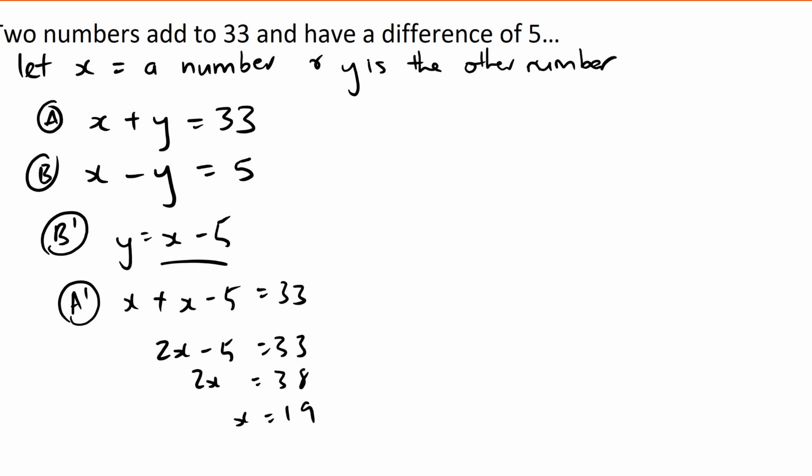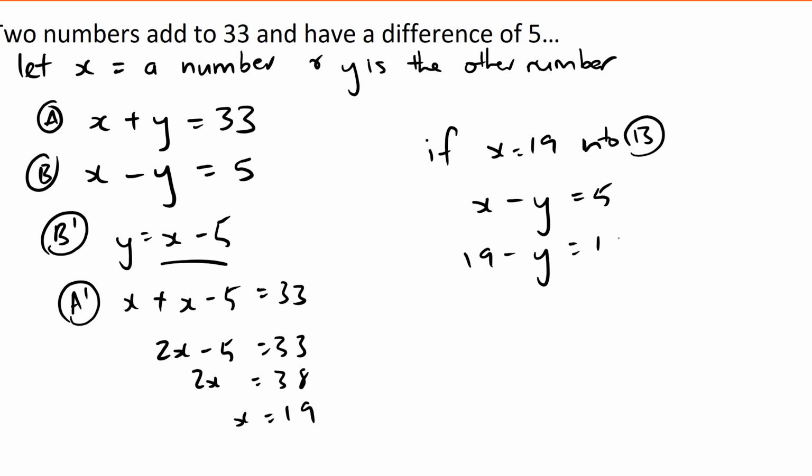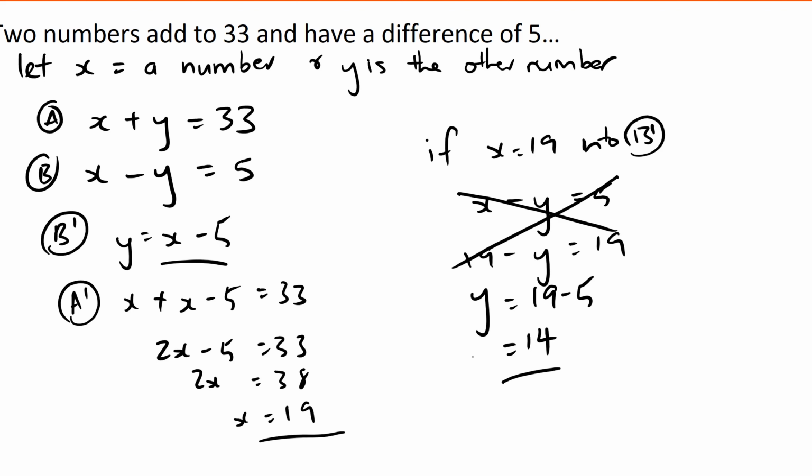Is that my answer? No. Then you substitute 19 in equation B. So 19 minus y is 5. Why don't I just substitute into B dash? So y is 19 minus 5, which is 14. There are my two numbers.